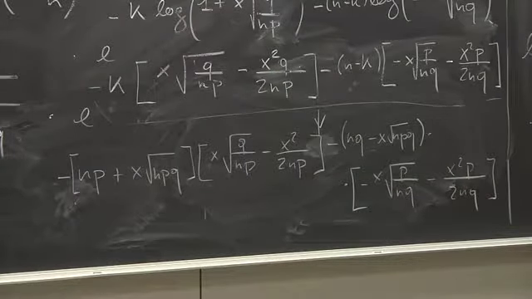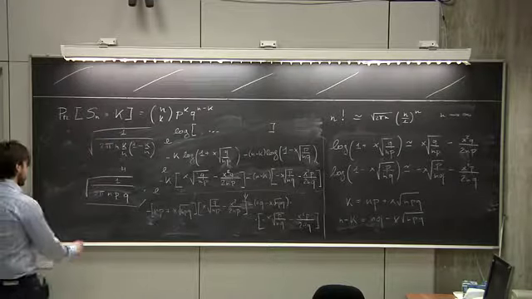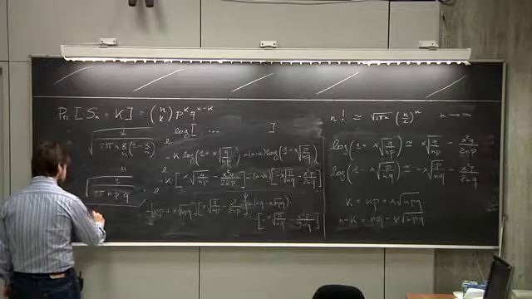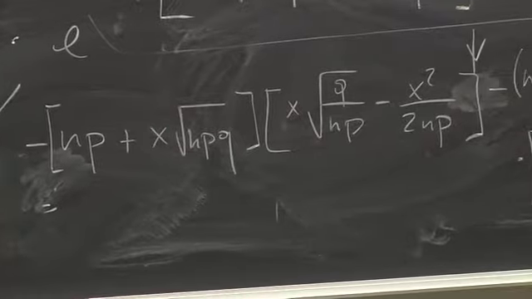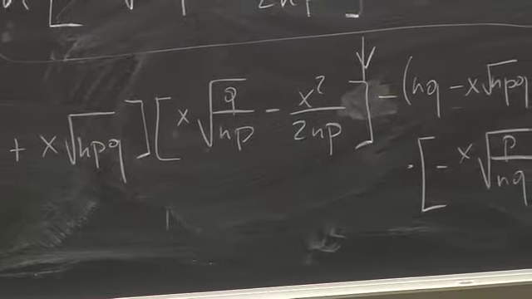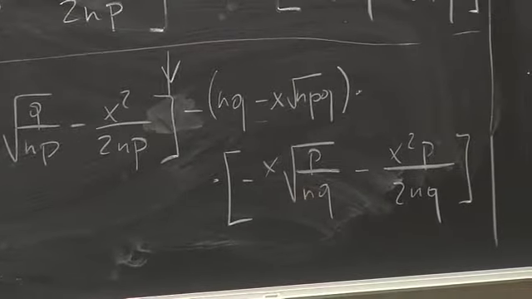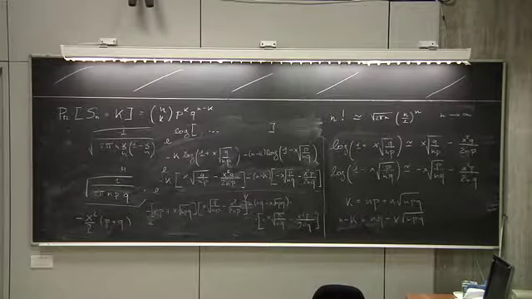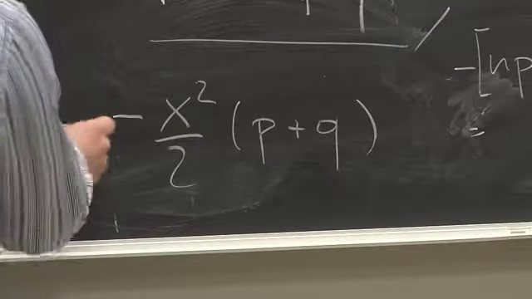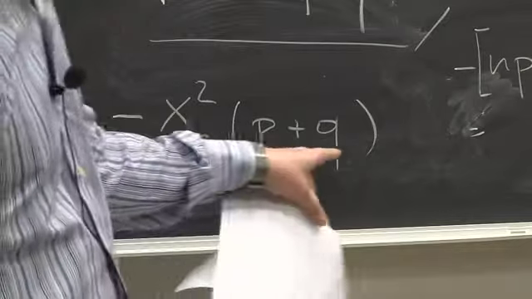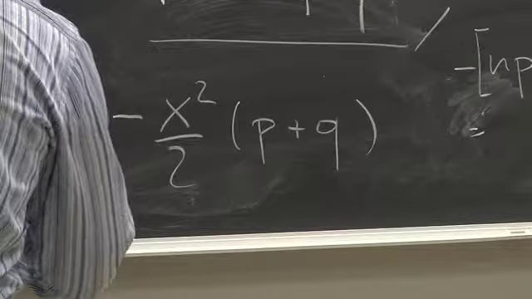Now, if you do the calculation, you should get minus x squared over 2 times p plus q. Very simple. This is a very simple exercise, so it's nothing special, just algebra. And since, as you remember, p plus q is equal to 1, you simply get minus x squared over 2.